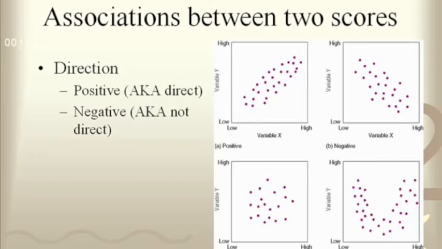And so what we can have is a relationship, or the correlation can be what's called positive or negative. If we look at our picture here, the picture on the top left hand side shows a positive relationship between two variables. As variable X increases, goes from low to high, variable Y also increases, goes from low to high. That's a positive relationship. This is also known as a direct relationship.